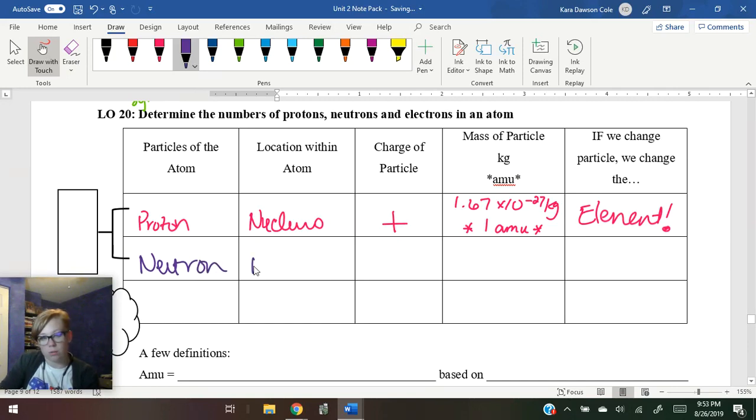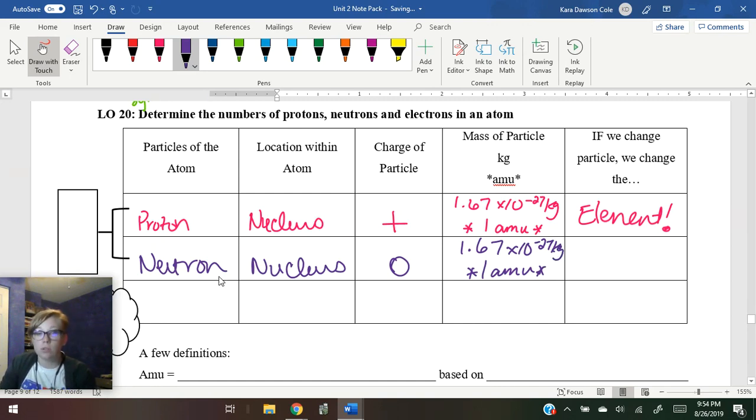So neutron is also in the nucleus. It has no charge. It is 0 charge. This is also 1 AMU. And it also has very similar mass, 1.67 times 10 to the minus 27 kilograms. Okay. If we change the neutron, we are changing the isotope.